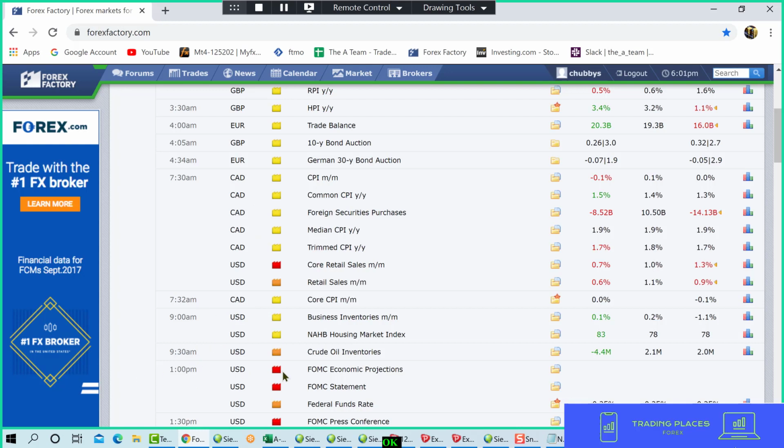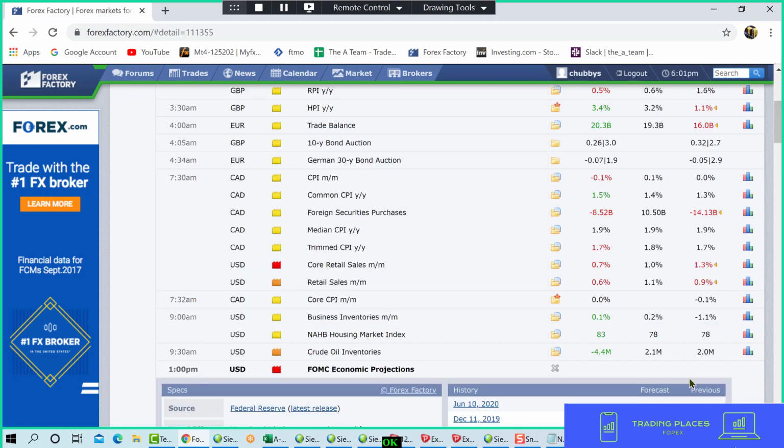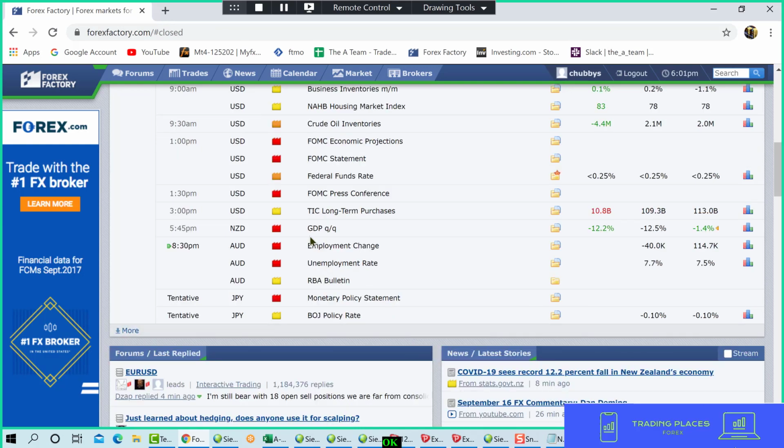Today the dollar had an announcement, FOMC projections. Just click the folder and it'll tell you what happened. I don't have any idea what this stuff is. I just know that the market is affected by these red folders. So if it affects me, it's going to affect you too. So every day do that.